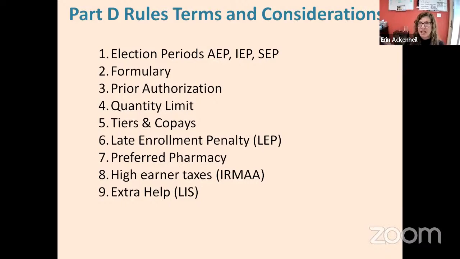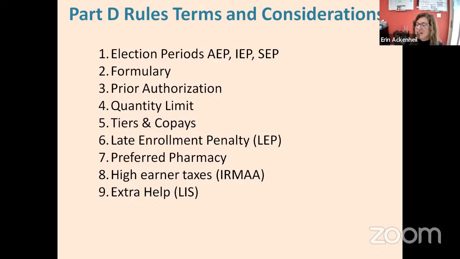Now, it's not 60% of some huge number. It's 60% of the national average premium for the year. So this year it's around $33. So they'd be paying 60% of $33 for this calendar year. But if next year the national average premium is $40, they'll be paying 60% of $40 for that calendar year. If in 10 years the national average premium is $100, they're going to be paying $60 per month in penalty for that calendar year. So it's a lifetime penalty. It doesn't go away. And that's why usually at least a low-cost prescription drug plan makes sense in most instances, to ensure that these penalties aren't a factor later on.